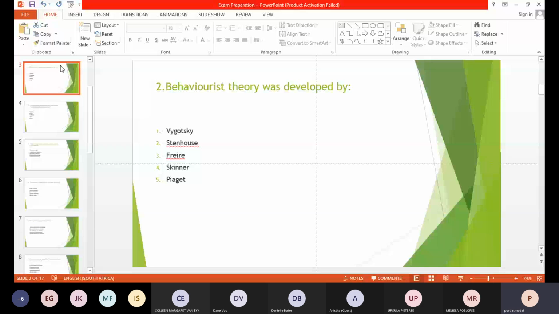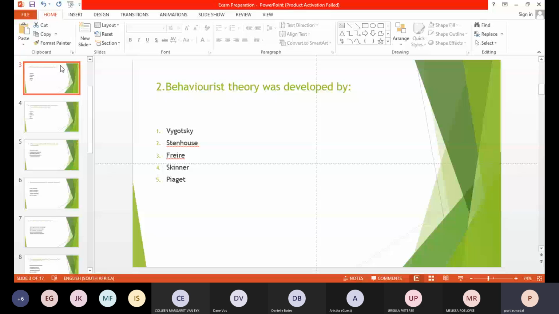Danae, what do you think? Danielle? I agree with Skinner. All right. Anyone else disagree with Skinner? No, I agree as well, Skinner, because I thought it might be Vygotsky, but Vygotsky is just learning through social interaction. So it's not Vygotsky, it's definitely Skinner.